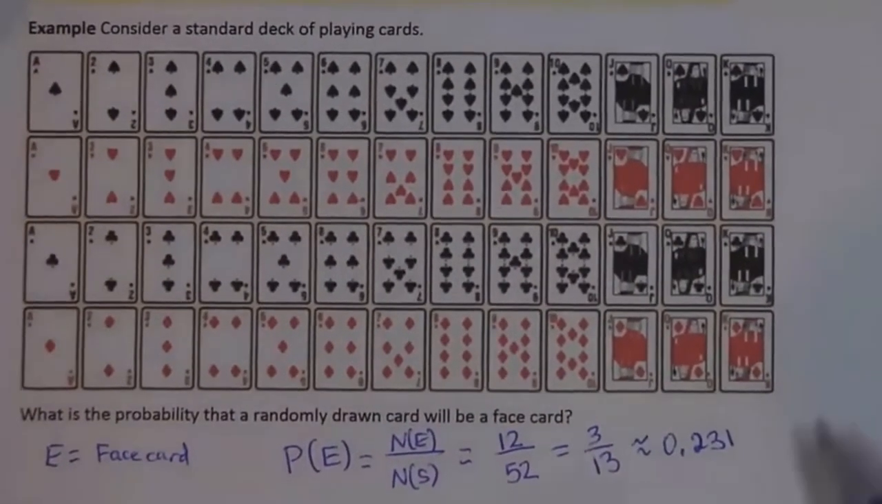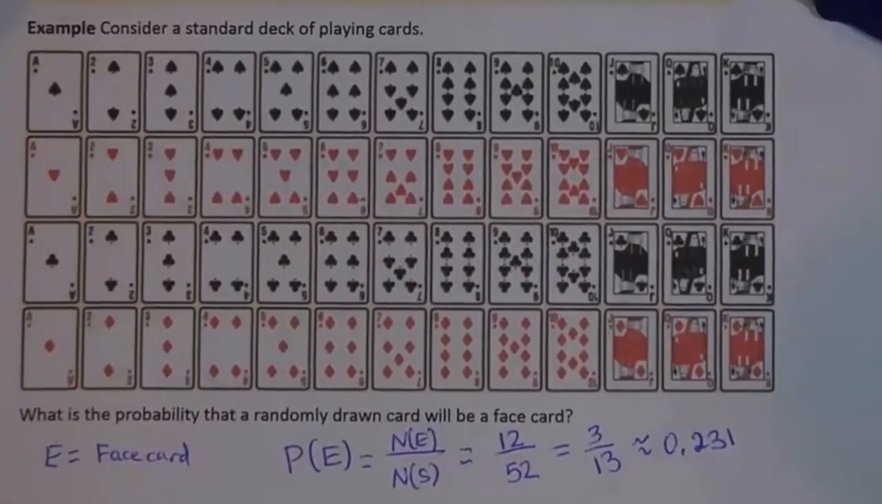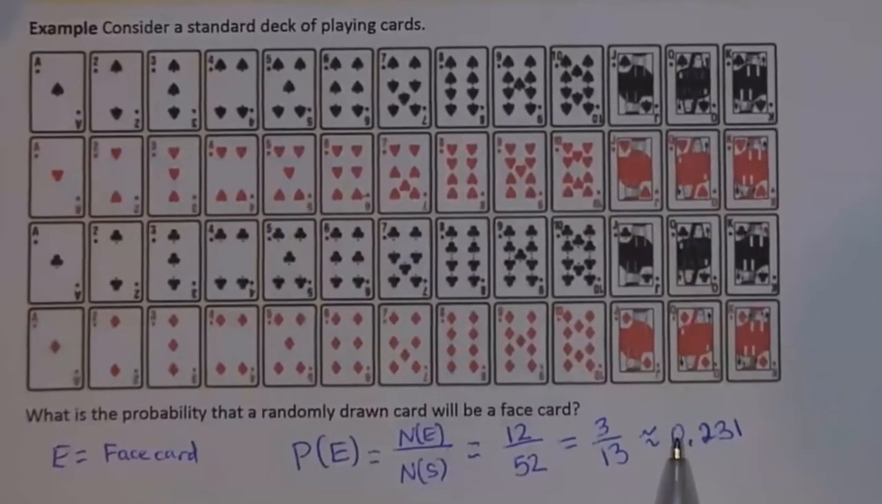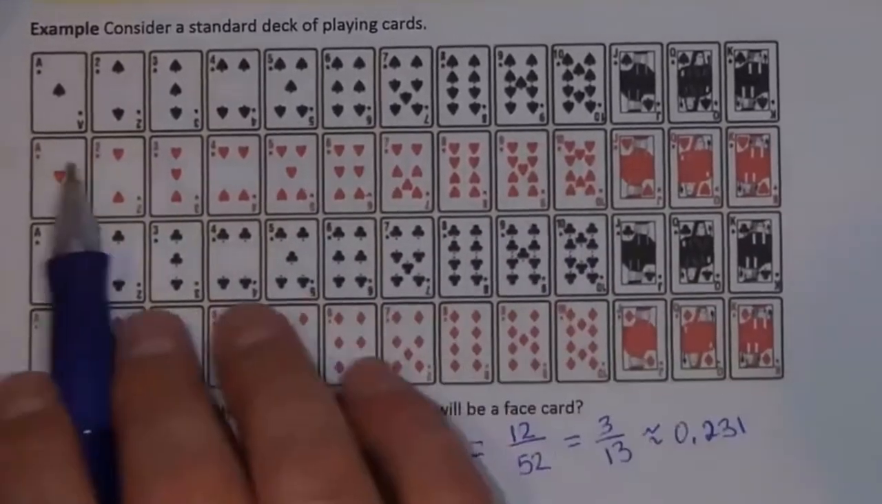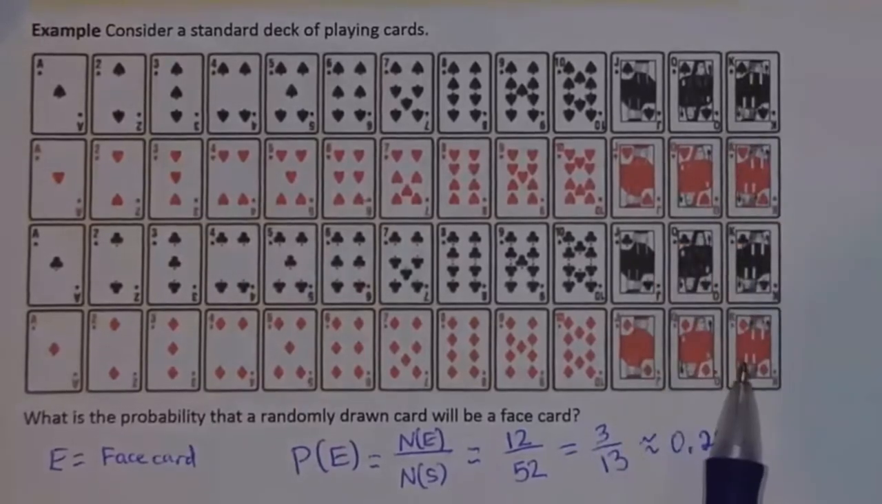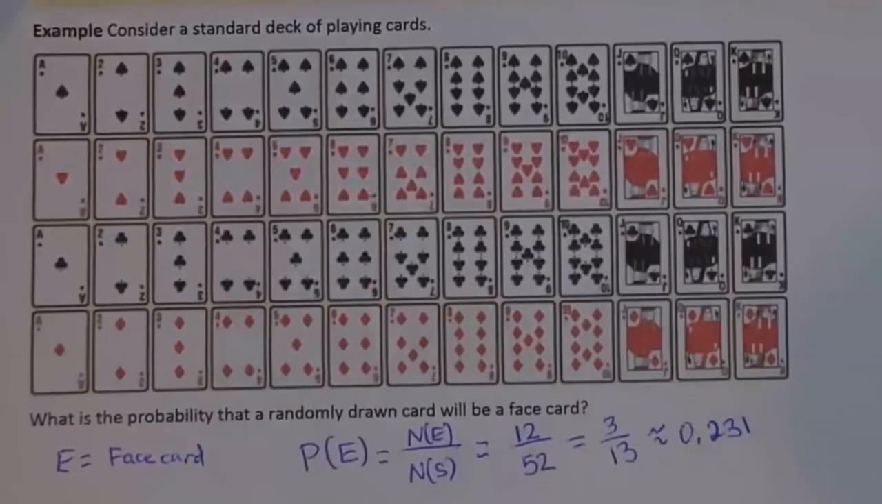So I'm going to use my card example again. If we're looking at the event draw out a king, the complement of drawing a king is not drawing a king, meaning drawing out any of the other cards except the kings. So if this is the sample space of cards, right? If event E is drawing a king, then E's complement is all of the other cards that aren't kings.